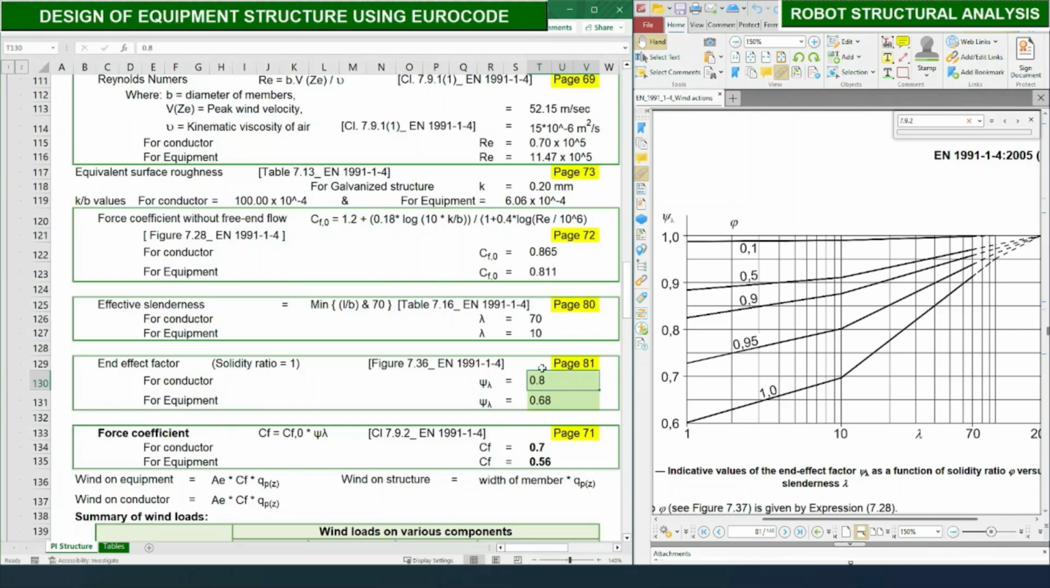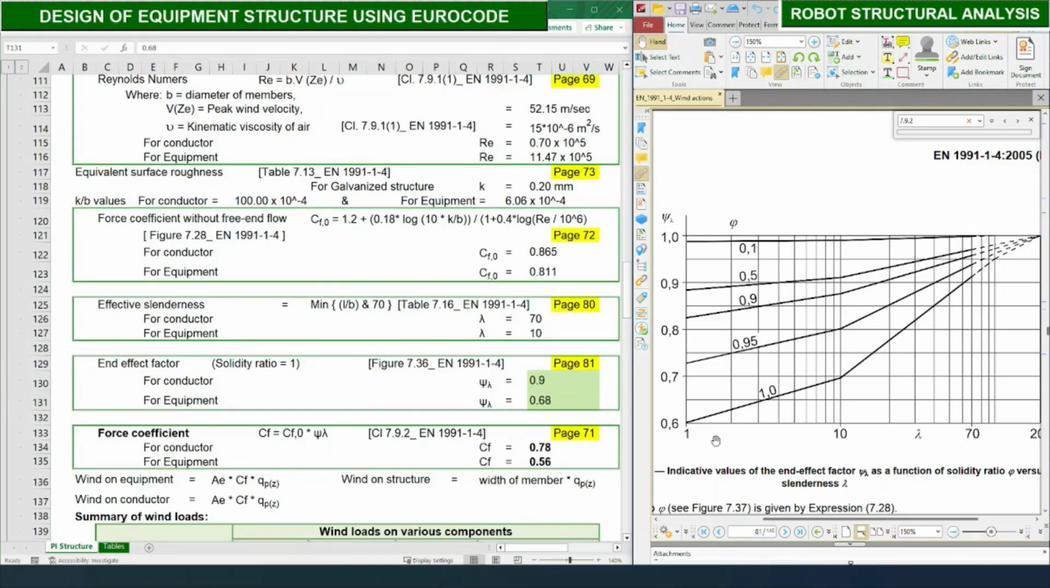effective slenderness factor of 70. For 70, you can see from this chart, for solidity ratio 1, the end effect factor is 0.9, which is just above. So we can enter 0.9 here.